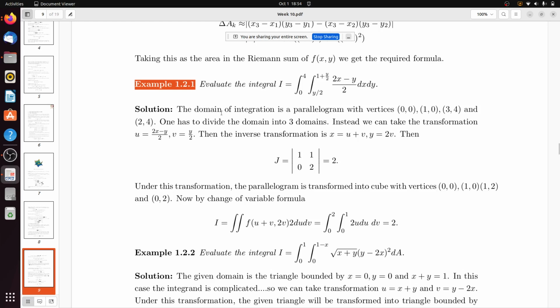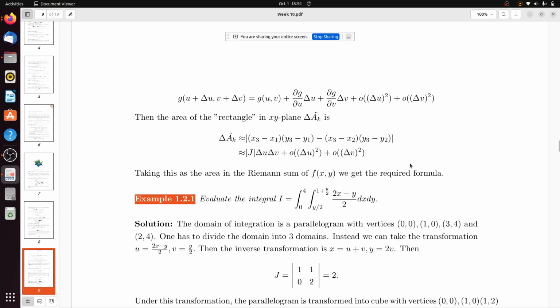Instead we can take the transformation u equal to 2x minus y by 2 and v equal to y by 2. Then the inverse transformation is x equal to u plus v, y equal to 2v.